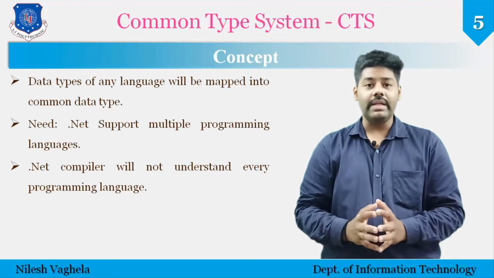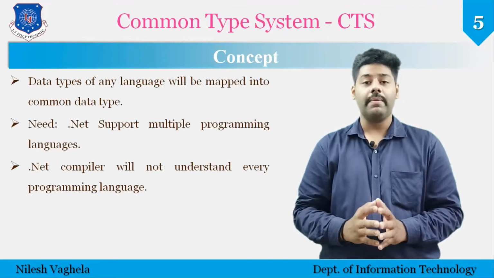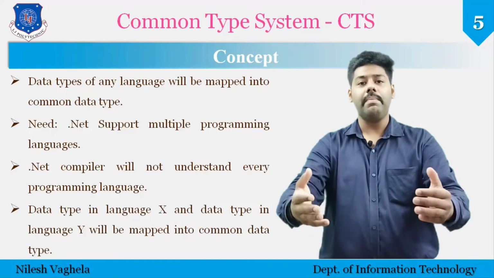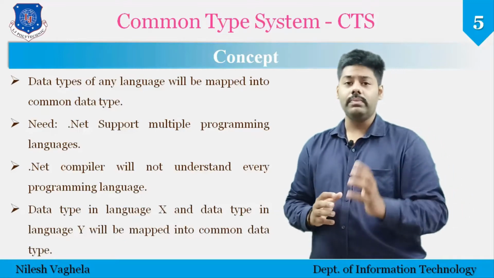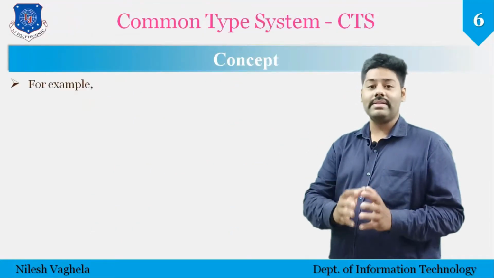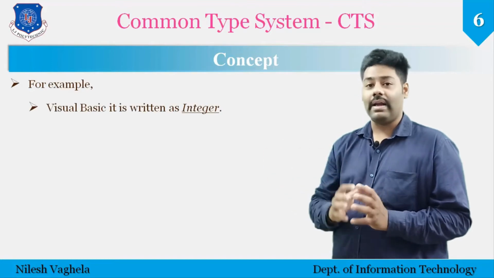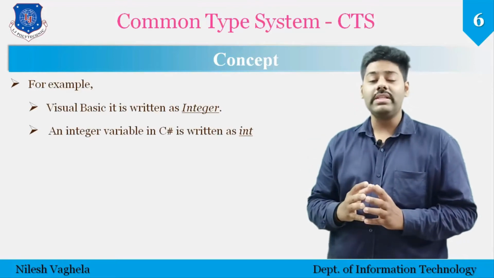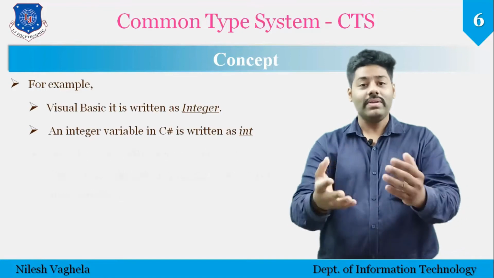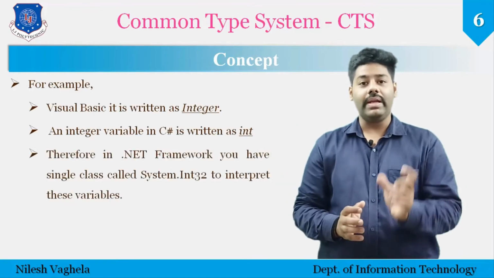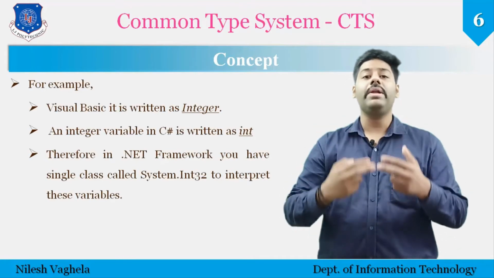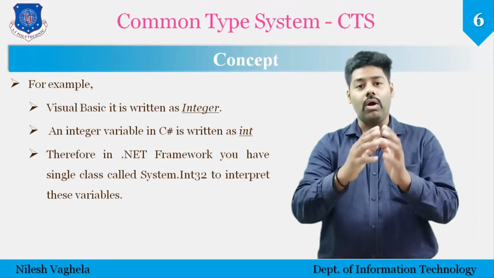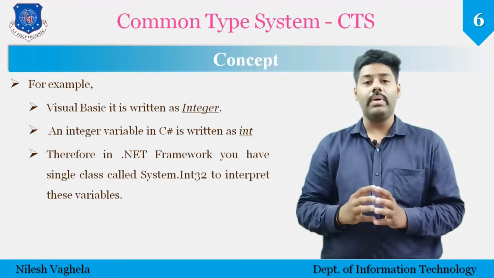The .NET compiler and engine do not understand all programming languages. What it does is map the data type of this language and the data type of any other language into one common data type. For example, integer written in VB.NET is declared as Integer as a whole, while the same integer is declared as int in C#. So how will the .NET engine understand that both data types are the same? What CTS does is map the Integer of VB and the int of C# into one common data type, which is System.Int32. That way all the different data types will be mapped into common types.